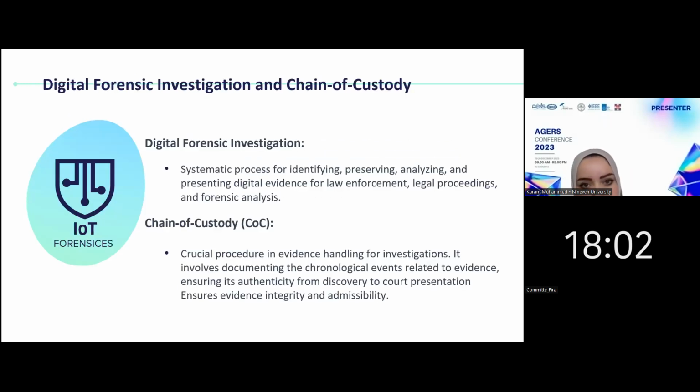Digital forensic investigation is a systematic process for identifying, preserving, analyzing, and presenting digital evidence for law enforcement, legal proceedings, and forensic analysis. Chain of custody is a crucial procedure in evidence handling for investigations. It involves documenting the chronological events related to evidence, ensuring its authenticity from discovery to court presentation, and ensuring evidence integrity and admissibility.